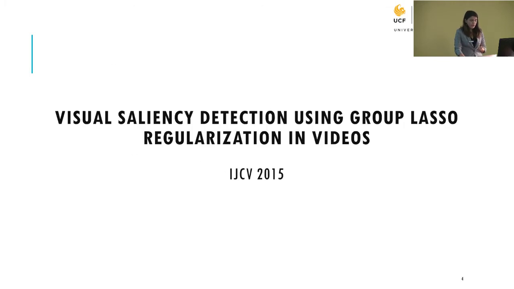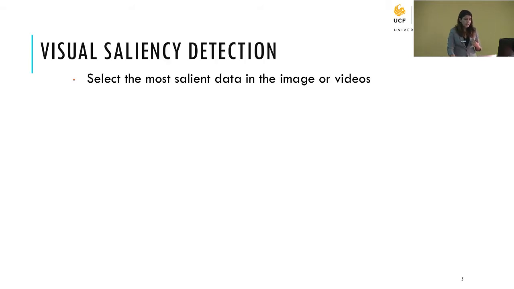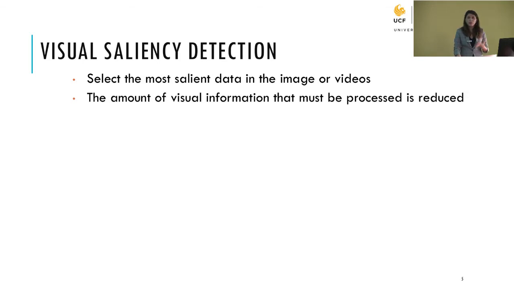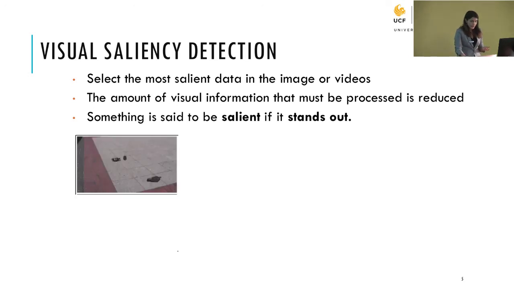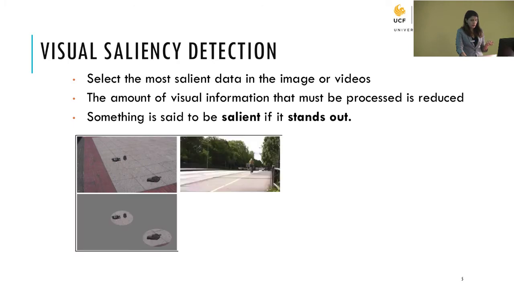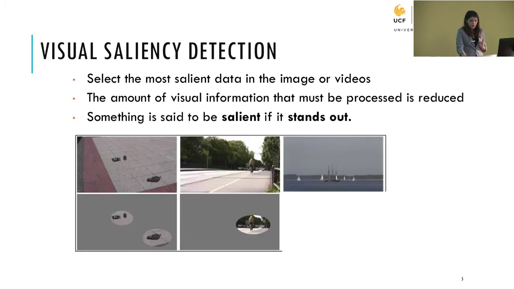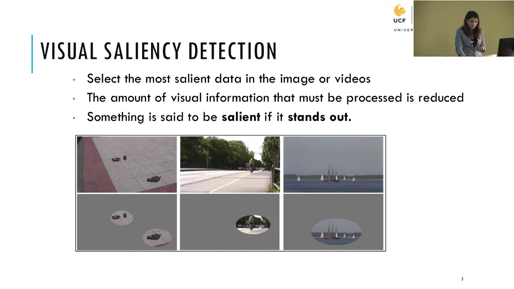The first chapter is visual saliency detection using group LASSO regularization in videos. The salient data is the most important data in a video, and we want to find the saliency because we want to reduce the amount of information that needs to be processed. We call something salient if it stands out, meaning that it's different from the rest of the image or the video. For example, in this image, we can easily find out the birds are the salient ones, or in this one, the person, and also this one, the boats.